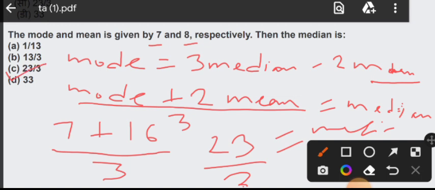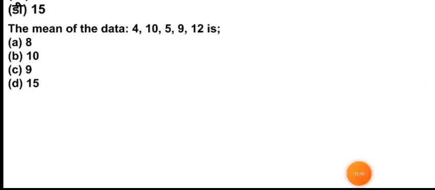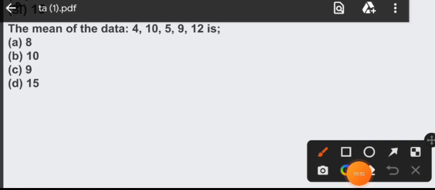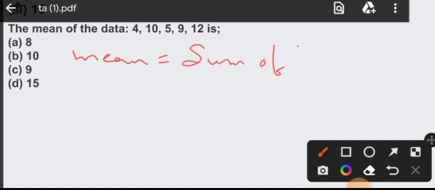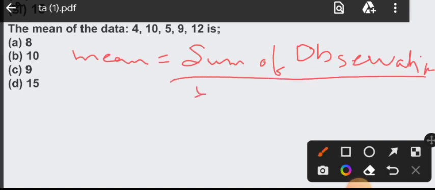Let's move on to the next question. Here the question is given: the mean of the data 4, 10, 5, 9 and 12. So we need to find the mean. So we know that mean is equal to the sum of observations by the total number of observations.